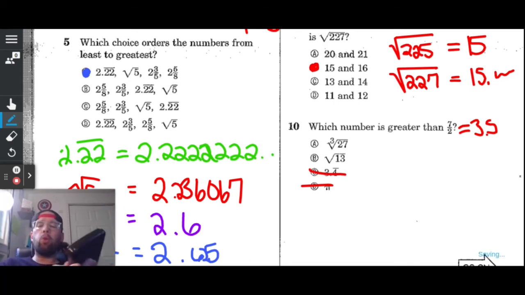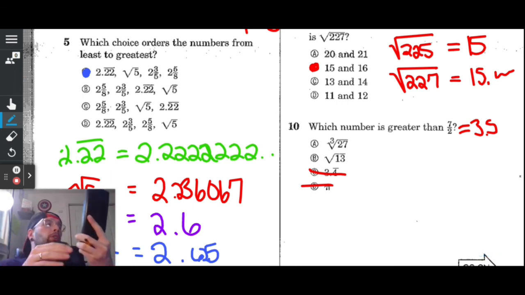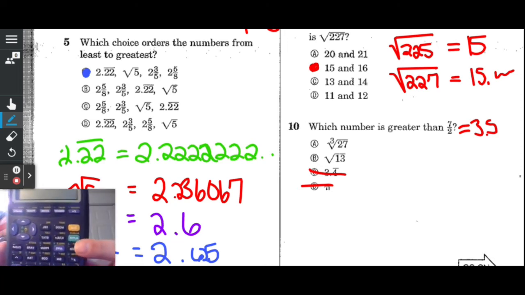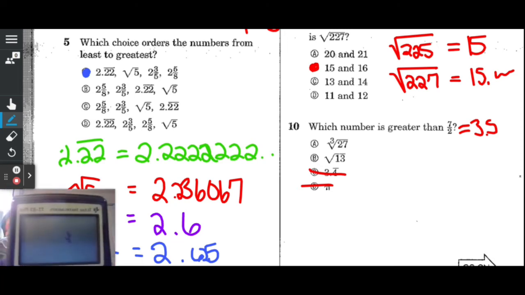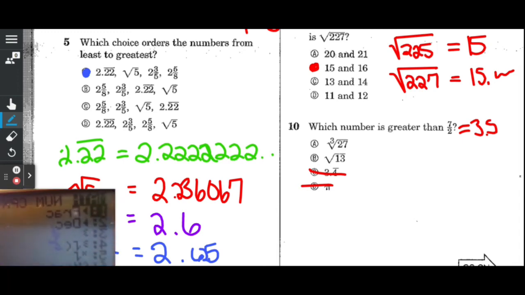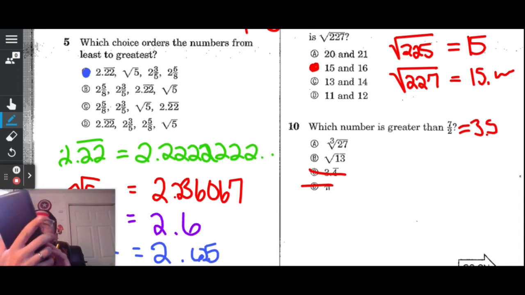The cube root of 27, I already know what it is, but let me remind you how to do it in a calculator. To do a cube root in the calculator, you're going to go to Math underneath the alpha button, and you're going to find the cube root. Oh, whoops, I have to turn it on first.